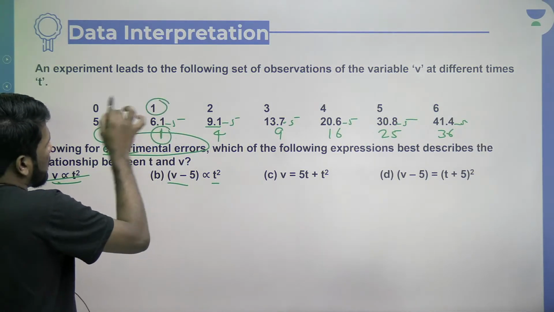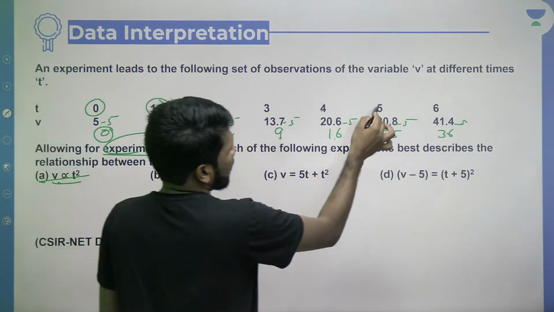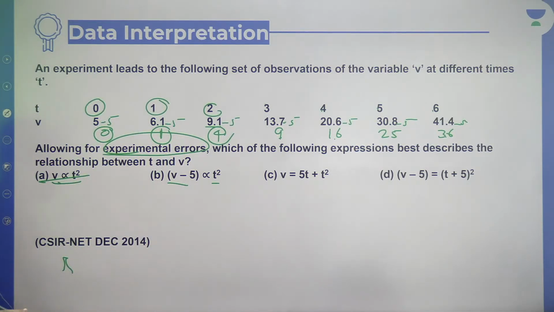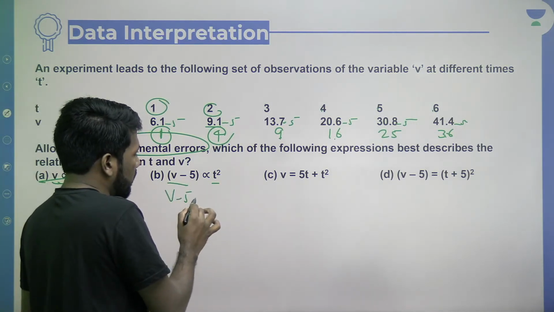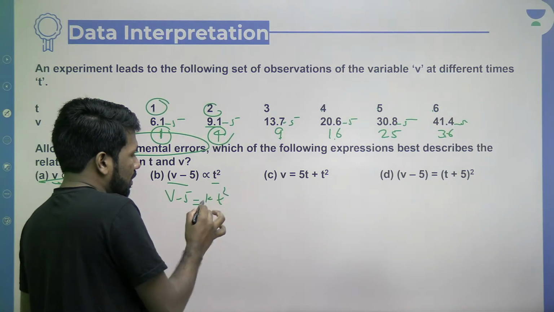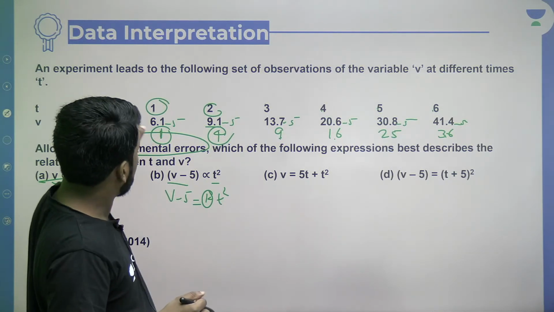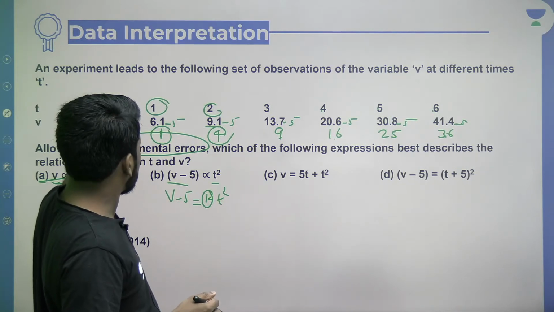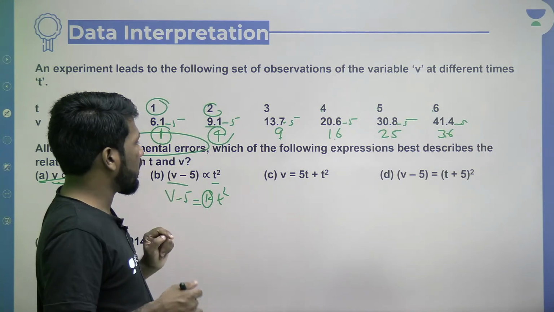Now look at v minus 5. These are squares of these numbers: 0 square, 1 square, 2 square, 3 square, 4 square, 5 square, 6 square. That is directly proportional, right, where k is equal to 1. V minus 5 proportional to t square means v minus 5 is equal to k into t square, where k is 1 itself here. Because v minus 5 is equal to 0 square, 1 square, 2 square, and so on.